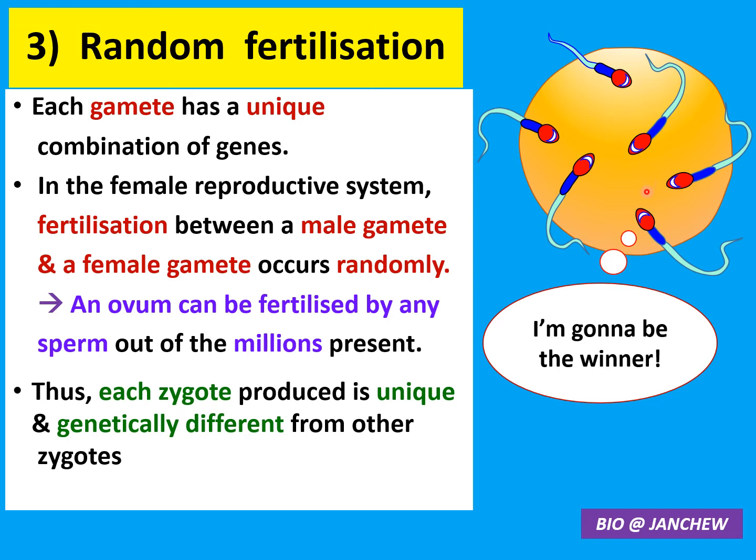So there's only one winner. The first sperm that enters is the one that fuses, and the rest will not be able to enter after that. So we can say that basically each one of us is a winner because we have won the first race that led to our existence in this world, right? Thus each zygote produced is unique and genetically different from other zygotes. All of us are unique in that we have a unique collection of genes that nobody else has, unless we have an identical twin.